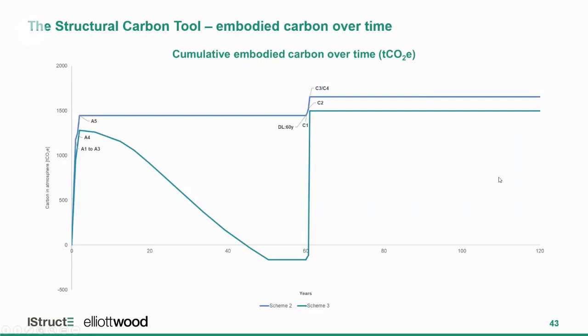So for timber schemes, we followed the forward-looking approach as we're considering carbon in the atmosphere on the y-axis. We start with zero again when we start construction. So modules A and C are represented as jumps upwards again, as you can see in the light blue line, but in between these, the line dips down to represent the sequestration from the replacement trees in your sustainably sourced forest. So for more information, please see Will Hawkins' paper in the January edition of the Structural Engineer. It's a good read.